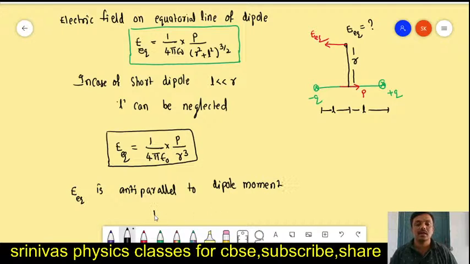That means we write here like this: E on the equatorial line is anti-parallel to the dipole moment. Is it right? Electric field is left side, dipole moment right side. Anti-parallel to dipole moment. This is about electric field intensity on the equatorial line of a dipole. Understood, students? Now let us go for the next concept. That is a very important topic.